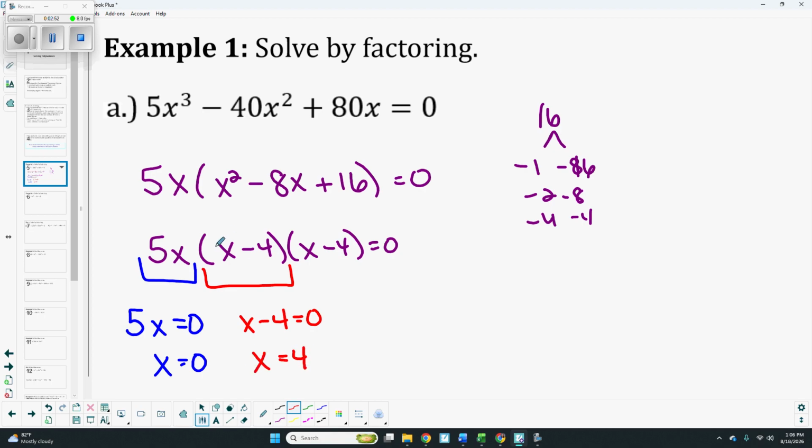As long as there's no number in front of the x, it'll always just be the opposite sign of that number inside. And this is another x minus 4, which means it's twice, but I don't have to list it twice. I'm just going to write it like this. x equals 0 and x equals 4 are my solutions, even though 4 appeared twice, and that's a total of 3 solutions for my power of 3 problem.